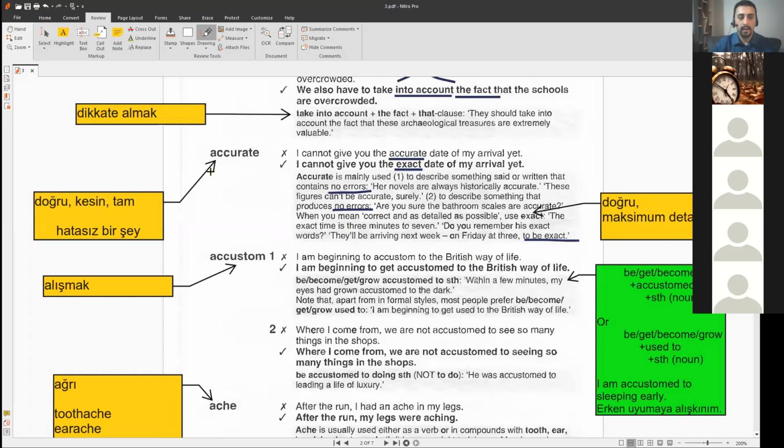So as you see here, for accurate, we have what? No error. No error. But for exact, what we need is the details. So whenever you want to talk about the details, use the word exact. Whenever you want to talk about something that is always true or has no error, use accurate. For example, we say accurate measurements or accurate size of something, and exact time of a movie, when it starts, when it finishes. We say exact.